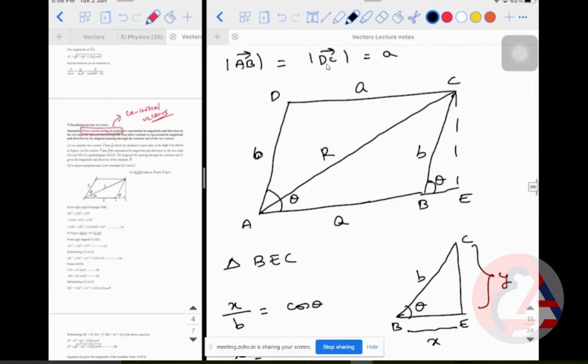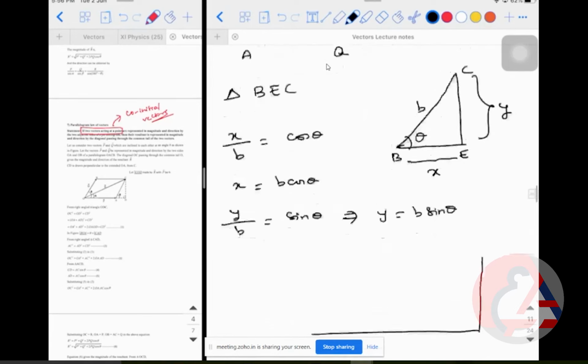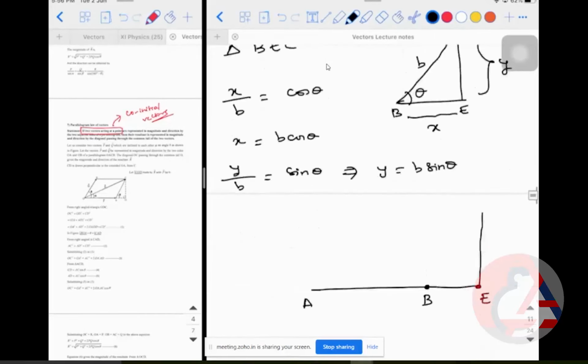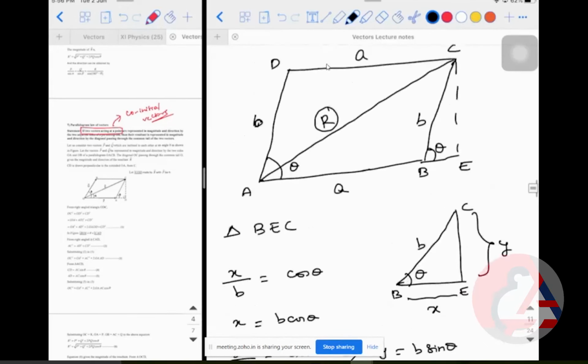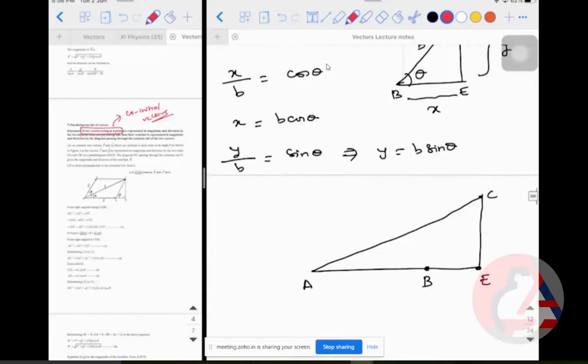What is it that I need to find? I need to find the value of R. So, for finding the value of R, I am drawing another triangle. Observe. I am taking this point as A, this point as B, this point is E, and from A to the point C. Okay, so what I've done is, I've taken only this part of the diagram.